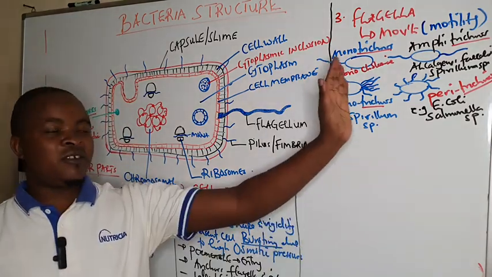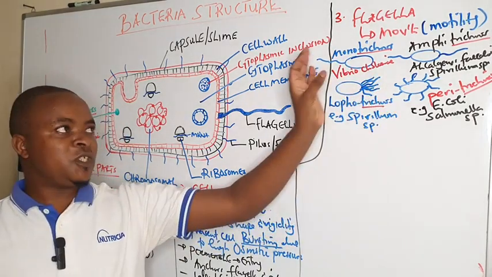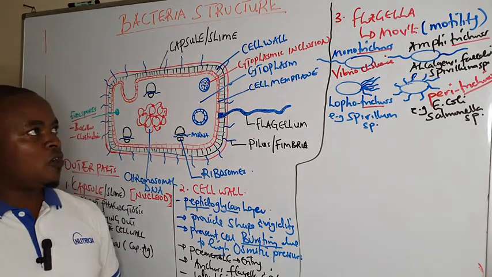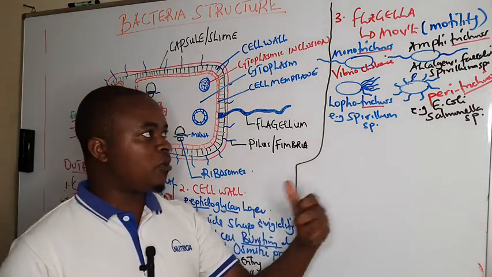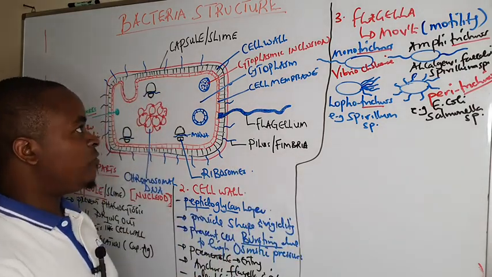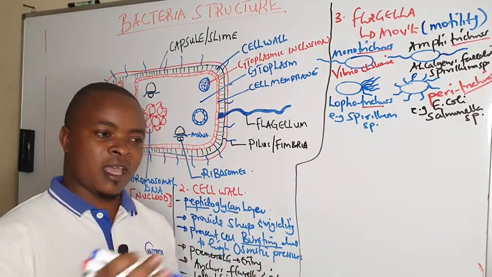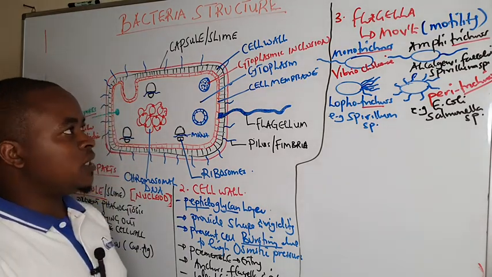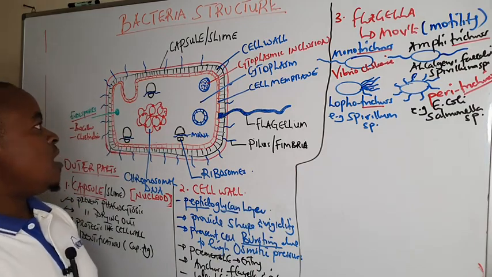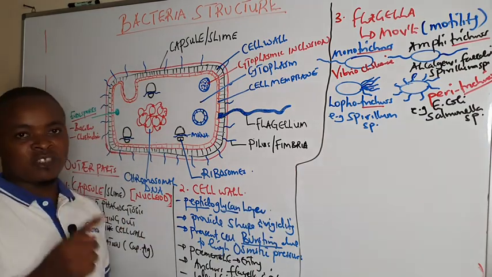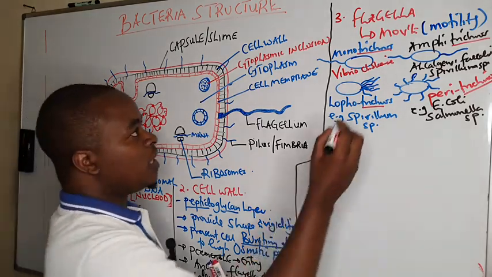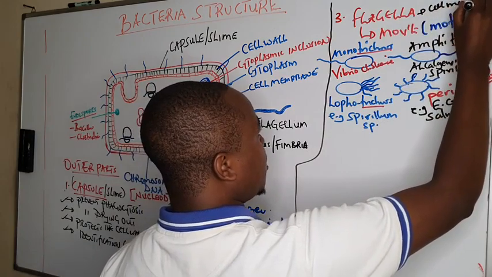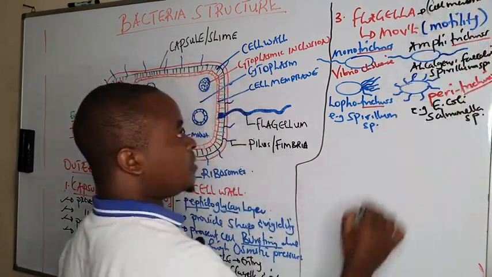And the main function of the flagella is locomotion, or what we call movement, because they provide energy for propulsion, whereby they are able to move within the media where they are growing. So this is what we can say about flagella. And don't forget that flagella originate from the cell membrane, not the cell wall, but the cell membrane.